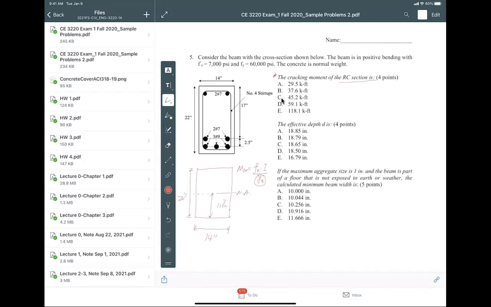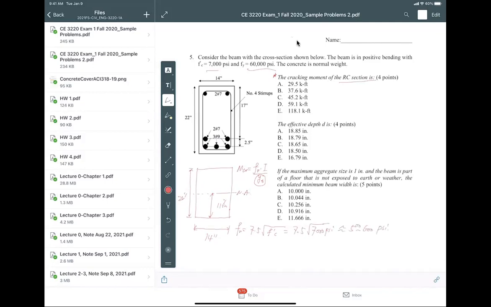Now fr is just the modulus of rupture, 7.5 square root of f'c, and in this case f'c is 7,000 psi. So I have 7.5 square root of 7,000 psi. You should get roughly 500 or 600-ish psi of tensile strength.